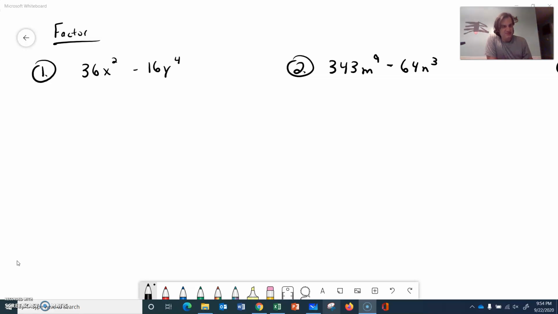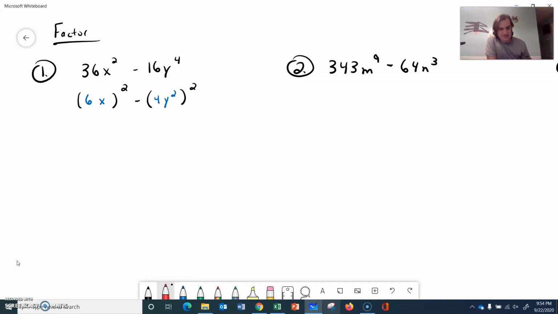Since I look at these two numbers and they both look similar to perfect squares, let's see if I can rewrite that. So I'm going to try and write the first number as a perfect square. It's going to be a subtraction. So I'm trying to write the second number as a perfect square. So 36 is 6 squared, and x squared has a square root of x. So I can write the first one as the quantity of 6x squared. 16, square root of that is 4. Square root of y to the fourth would be y squared.